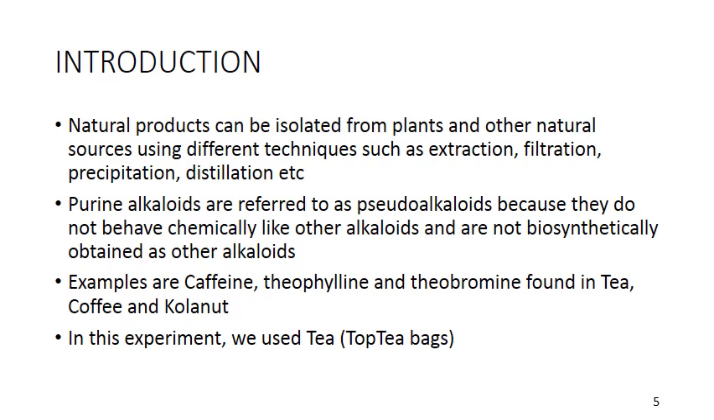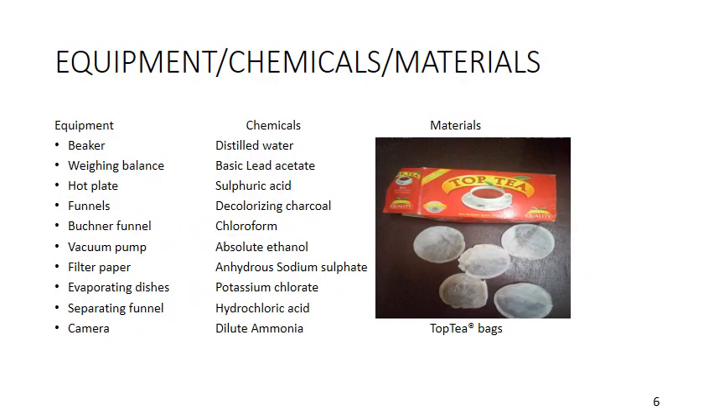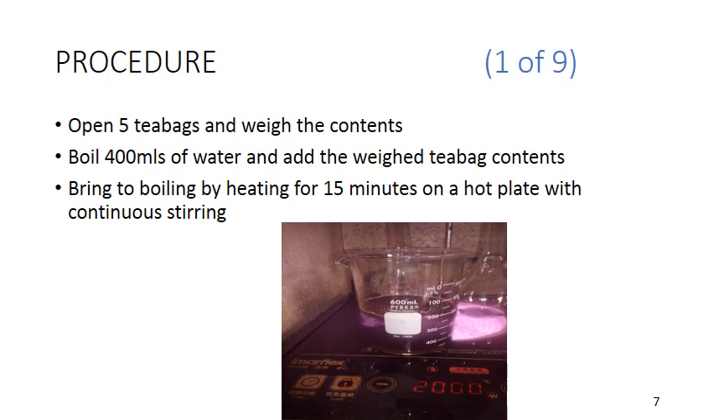In this experiment, we are going to be dealing with tea, and we are using top tea bags. This is a list of the equipment and materials and chemicals that were used in the experiment. For the procedure, first and foremost, 5 tea bags were opened and the contents weighed. 400 ml of water was boiled and the weighed tea bags were added to it, and it was brought to boiling by heating for 15 minutes on a hot plate with continuous stirring.